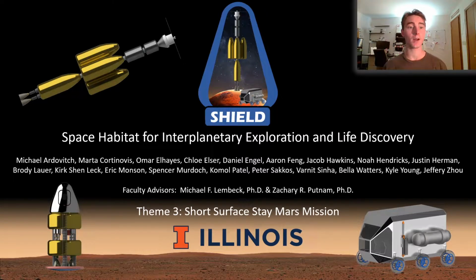Hello, everyone. My name is Jake Hawkins, and I am the project manager for the University of Illinois at Urbana-Champaign RASC-AL team. I am joined by a few of my team members who will introduce themselves throughout the presentation. We chose to design an architecture for Theme 3 Short Surface Stay Mars mission due to its importance as one of the next major milestones in space exploration. The architecture we created is called the Space Habitat for Interplanetary Exploration and Life Discovery, or SHIELD for short.